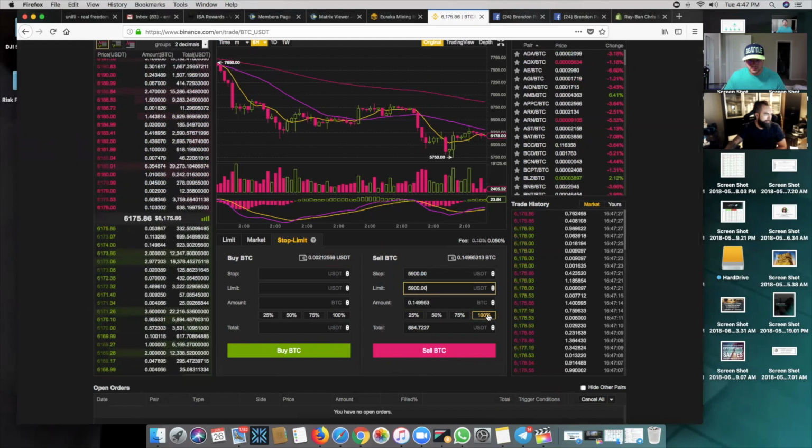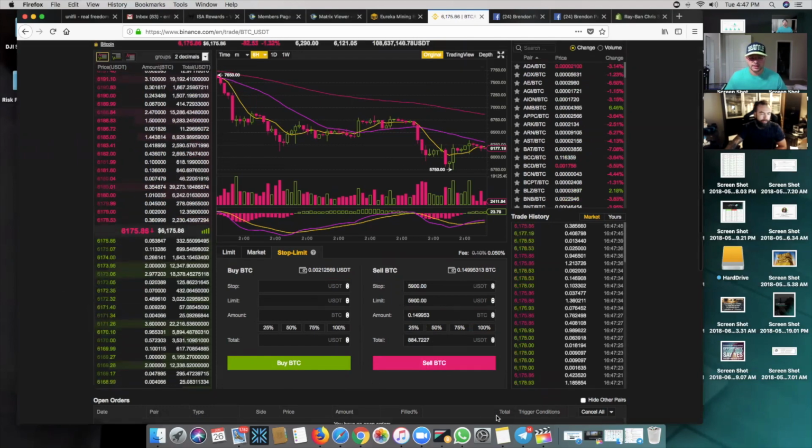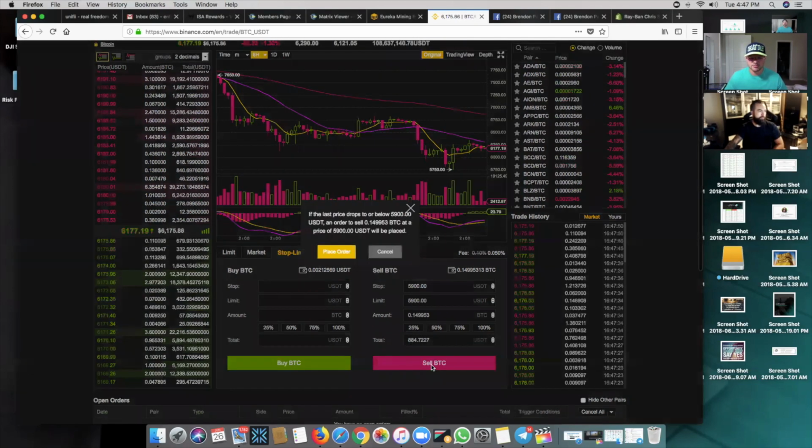Makes sense. So 100% at stop loss at 5,900. My limit is 5,900. The amount is 0.149953, 100% of my portfolio. That's about $884 worth, which I'd get back. So we'll go ahead and sell my BTC.